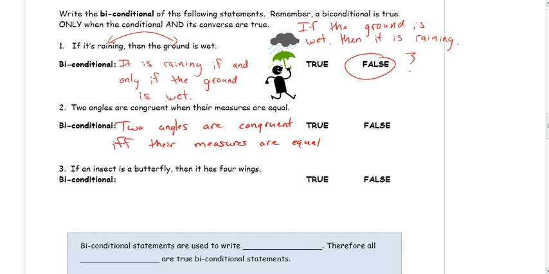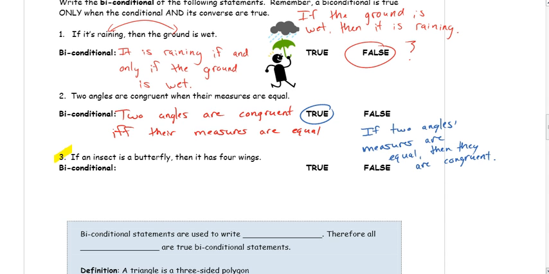We can flip and again write it as if two angles' measures are equal, then they are congruent. Okay. So, in this case, if two angles' measures are equal, then they are congruent. That is true. So both forwards and backwards works. The original if-then statement and going backwards, the converse, work. So both work, so therefore it's true. I want you guys to try number 3.